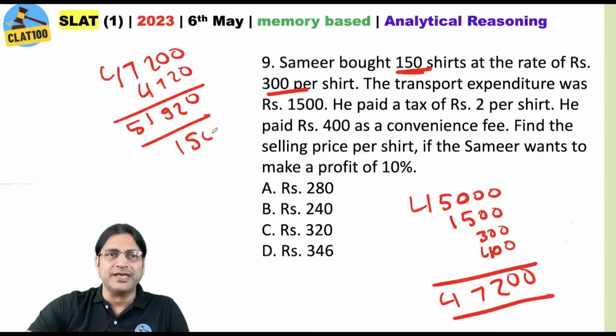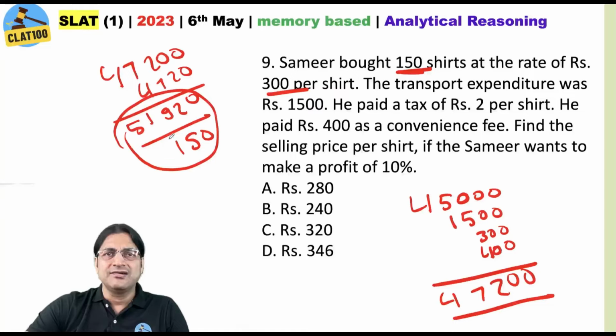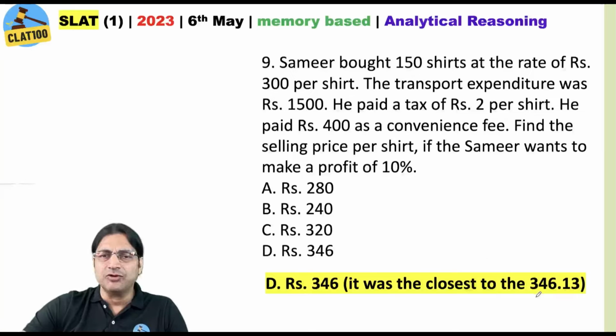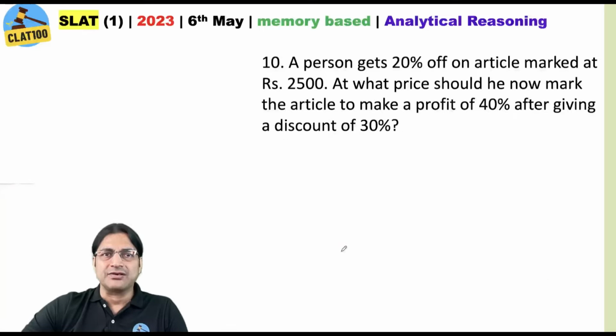So your answer should be 51,920 divided by 150. Right. This is closest to this figure. Alright. The actual answer would be 346.131313, right? Something like that. But the closest was 346. Any doubt?